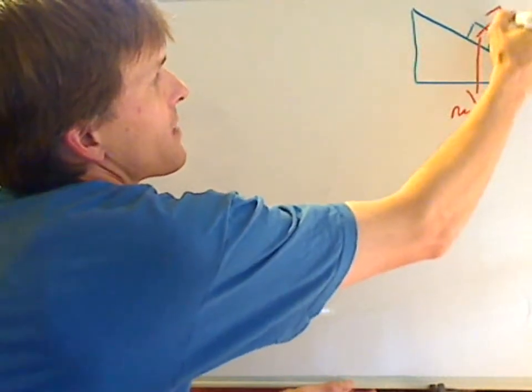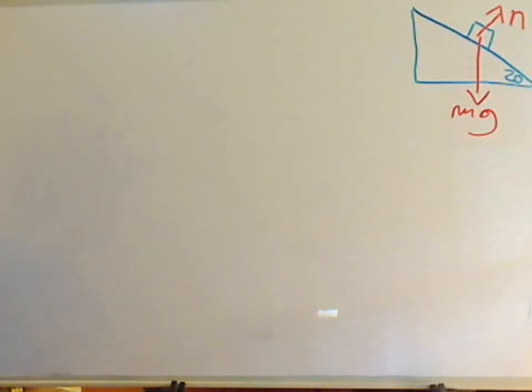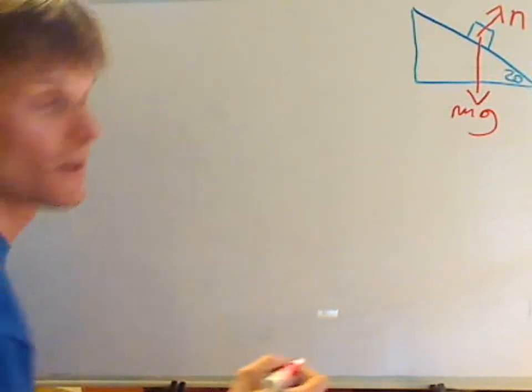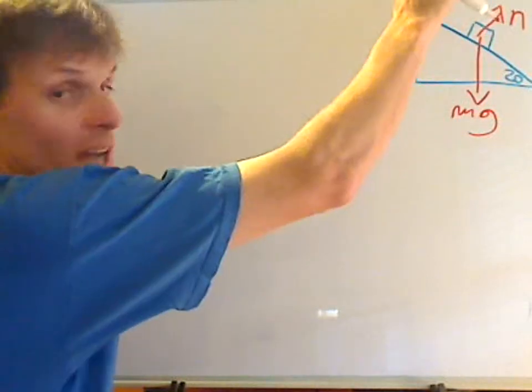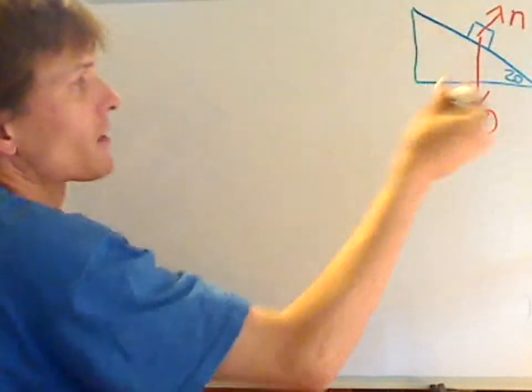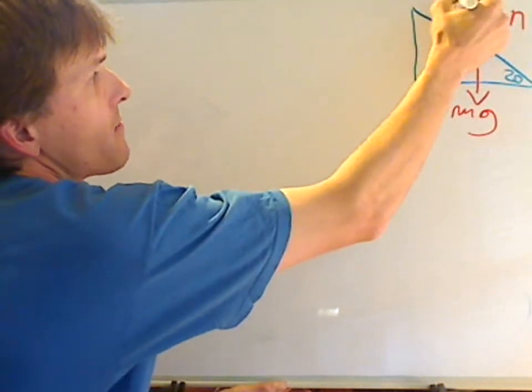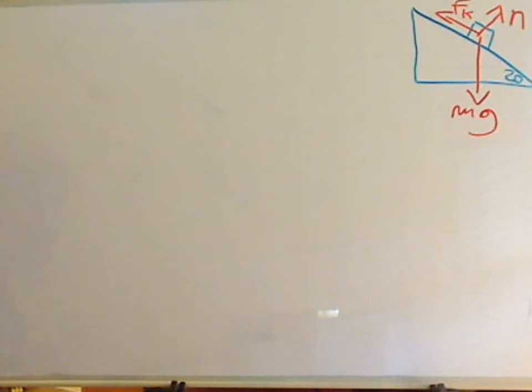The normal force, and I didn't draw that very well, pointing up perpendicular to the surface. And since this is sliding down the slope, there's a force of kinetic friction pushing up the slope. Okay? So those are our three forces.